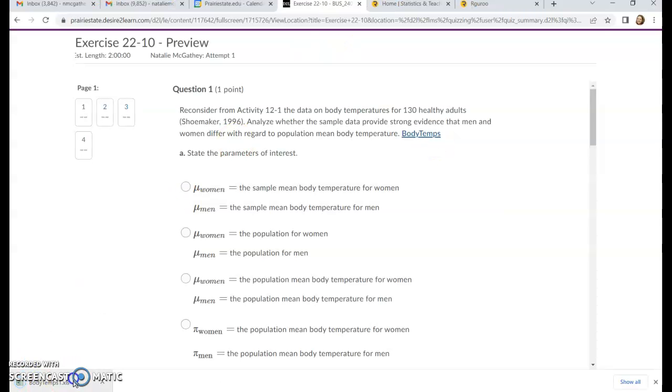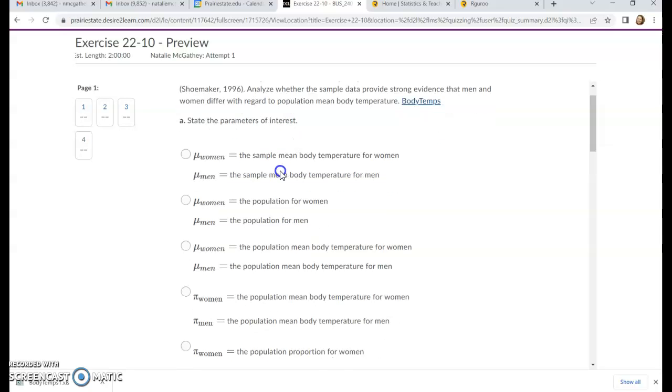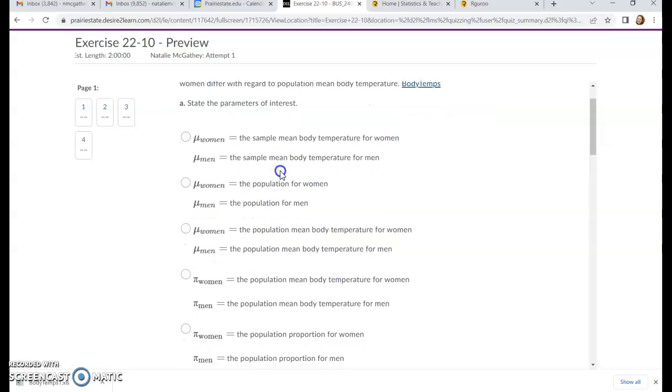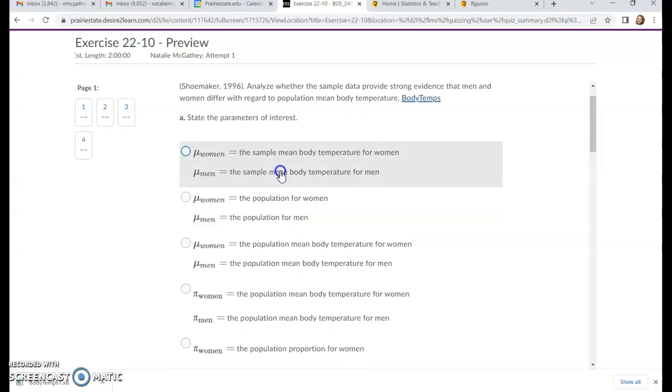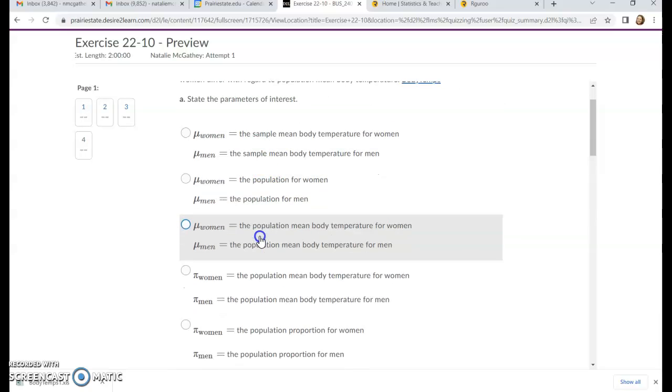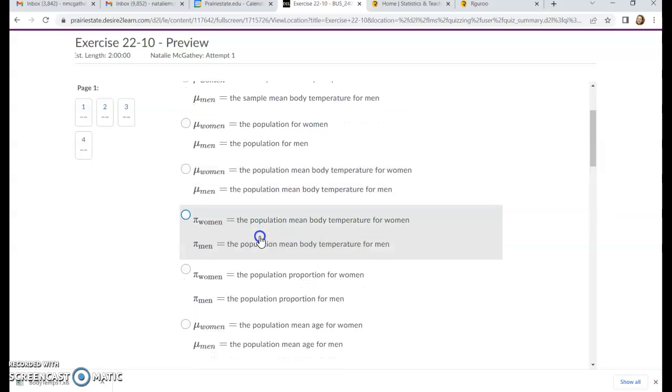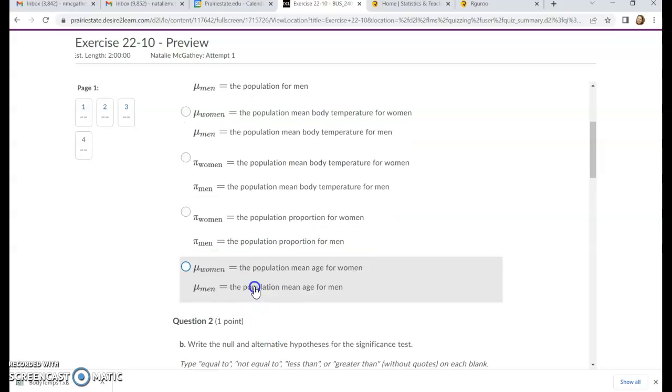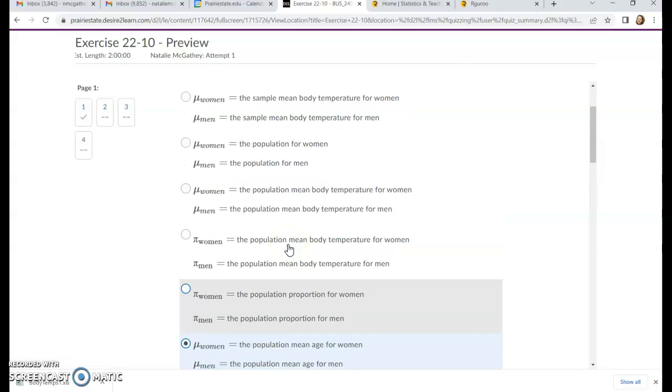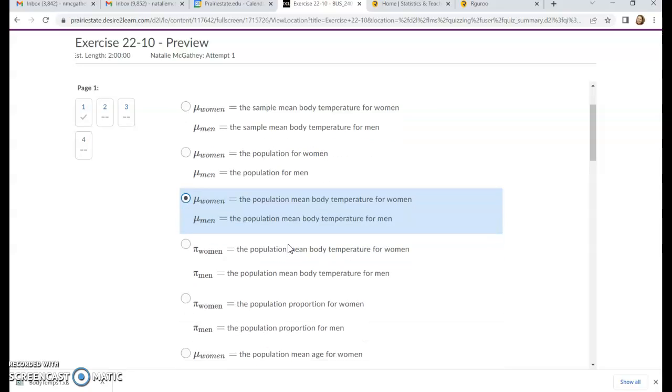If you click on that, you can go ahead and download it. It's an Excel file, and then we'll upload it into our Guru in a minute. So first of all, what we want to do is look at the parameters. The parameters are going to be mu, the population mean body temperature for men and for women. So that'll be this one. We're going to use the symbol mu, and it's the population mean, not age, sorry. Population mean body temperature for men and women.